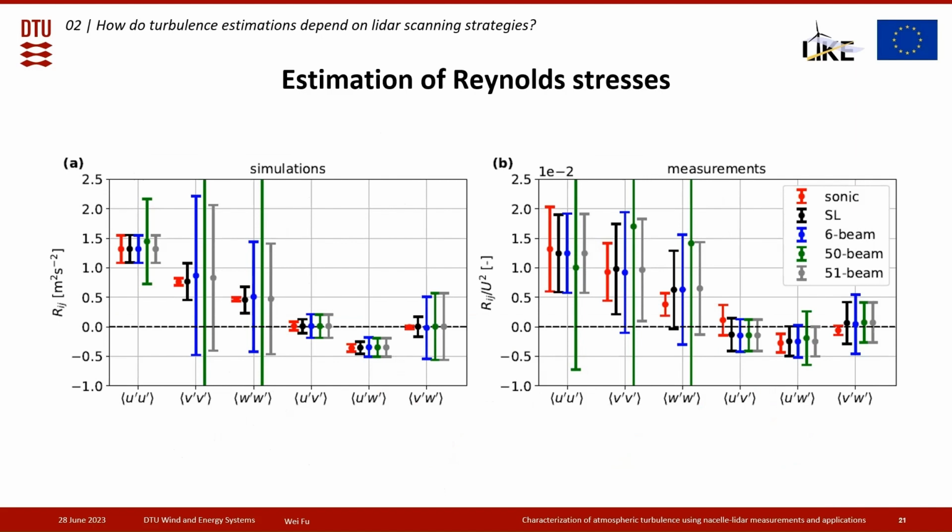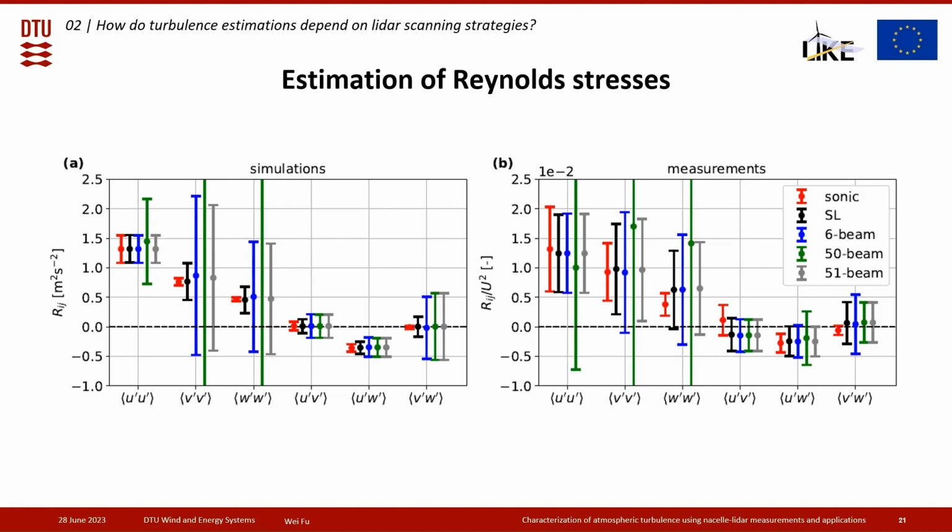We have the sonic anemometers in red as reference, the spinner LiDAR measurement represented in black, and 6 beam LiDAR in blue, 50 beam LiDAR in green, and a 51 beam LiDAR in the gray color. From the first side, we would see that the green curve, the 50 beam LiDAR, is not doing great because it cannot fully solve the 6 equations. That's because the opening angle of all the beams are identical, and some of the equations are linearly dependent.